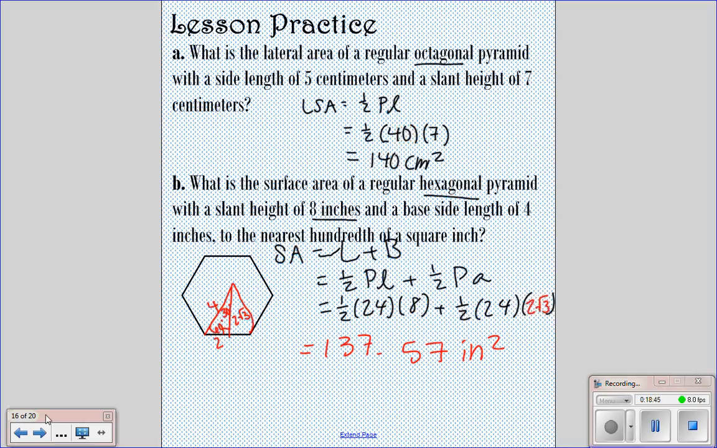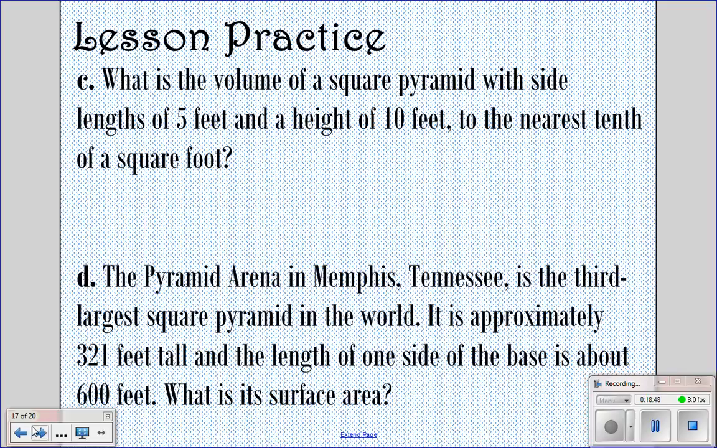Okay, so let's look at the next 2 practice problems. We want to find the volume of a square pyramid with side lengths of 5 and a height of 10. So our volume formula is 1/3 area of the base times the height. So the area of a square on this one is going to be 25. So we're going to have 1/3, 25, and then the height they told us is 10.